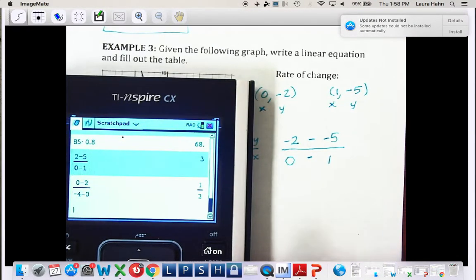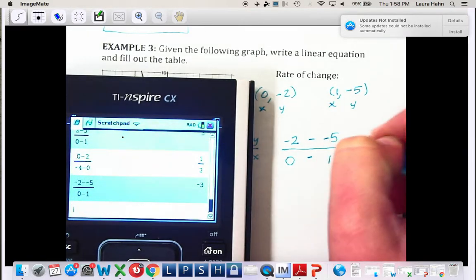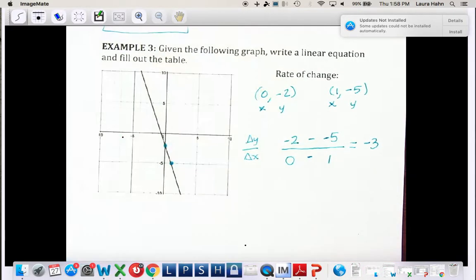So when I type it in, you press Control Divide. We had -2 minus a -5. Type it in exactly as we wrote it. On bottom, 0 minus 1. So our slope is a -3.